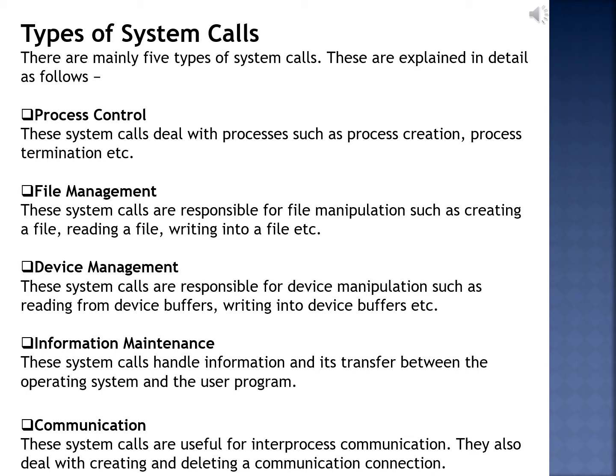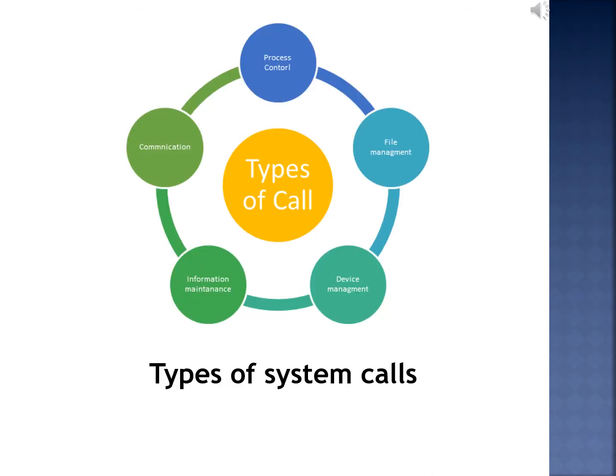The next one is information maintenance. These system calls handle information and its transfer between the operating system and the user program. And the last one is communication. These system calls are useful for inter-process communication. They also deal with creating and deleting a communication connection. Now, through this picture, you can understand very well how these system calls work.